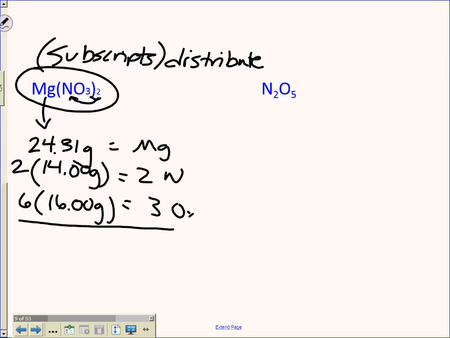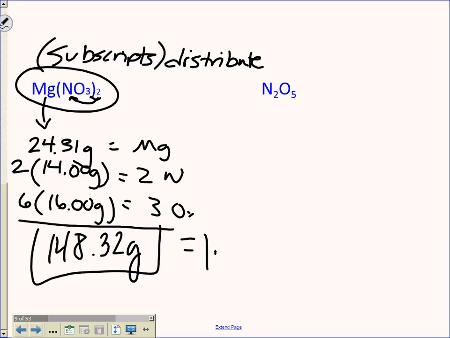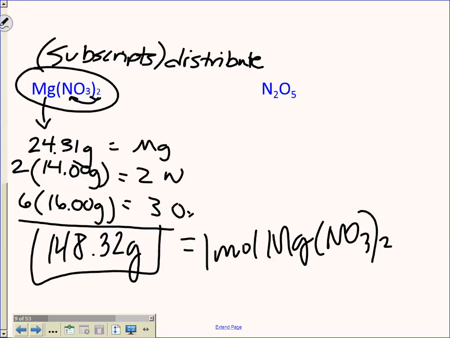What's the total? Can I get a second? I'm not calculating with you guys. Should I be? Anybody confirm or deny? It's not that I don't believe you, Mikado. Say again? 148 point what? 32. Okay. So that is 1 mole of magnesium nitrate. 148.32 grams of magnesium nitrate equals 1 mole of magnesium nitrate.